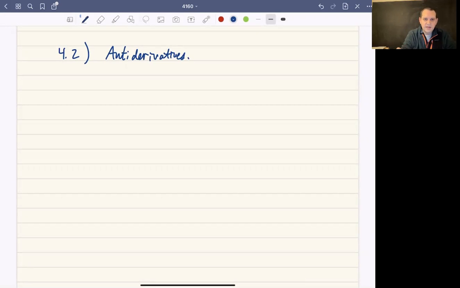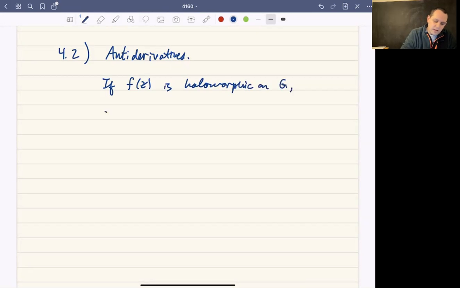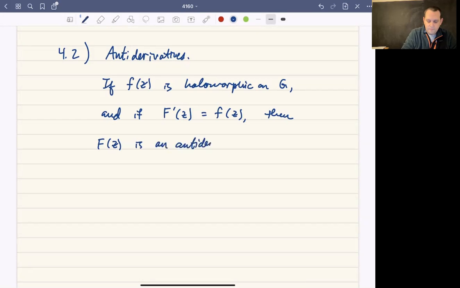but the idea is basically the same. What's different is the assumptions that we're going to make. We're going to assume that f is holomorphic. So if f is holomorphic on some set G, and if capital F satisfies that its derivative is little f, then we say that capital F is an antiderivative of little f on G.